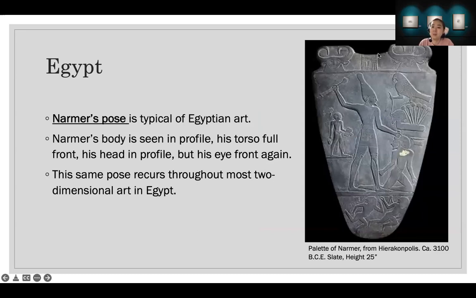This is the Palette of Narmer. We saw it together before, and it is called Narmer's pose. Narmer's pose is typical of Egyptian art, and when depicting an important personage, the Egyptian artist strove to show each part of the body to best advantage so that it could be read clearly by the viewer. So Narmer's body is seen in profile, right? And his torso full front, and his head in profile, but his eye front again. The same pose recurs throughout most two-dimensional art in Egypt.